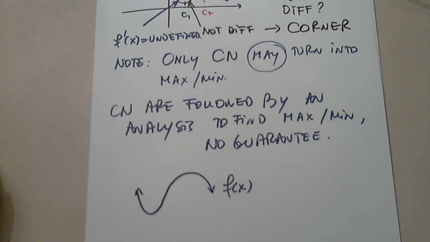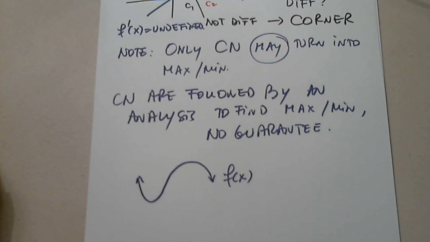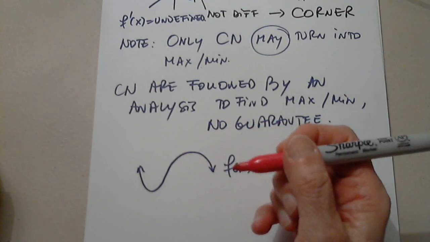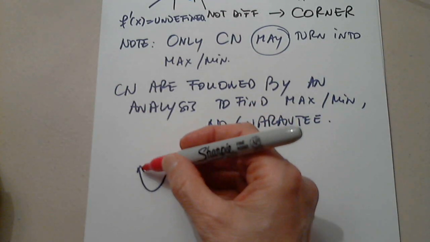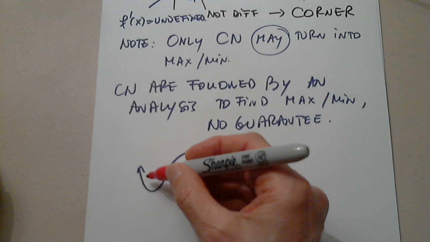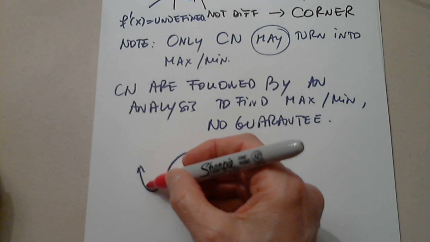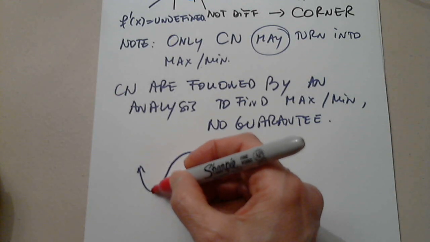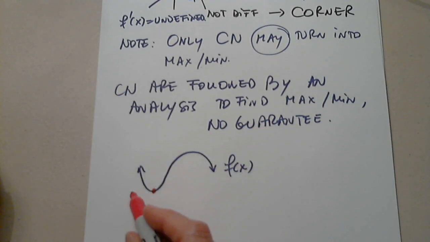Obviously, this function has or does not have critical numbers. What do you think? And if it does, where are they? I'm going to go slowly and you say stop where you see a critical number. Exactly. Where does it come from?